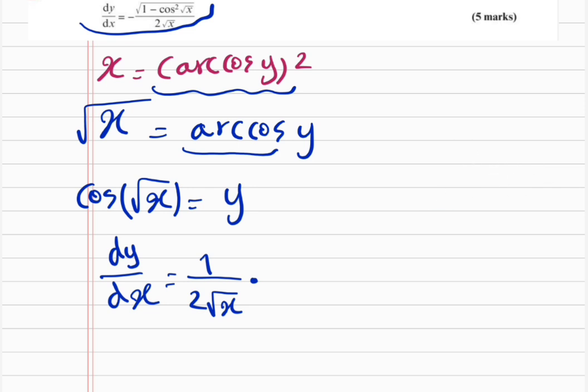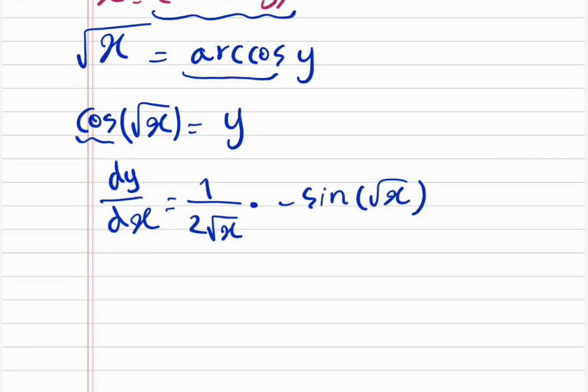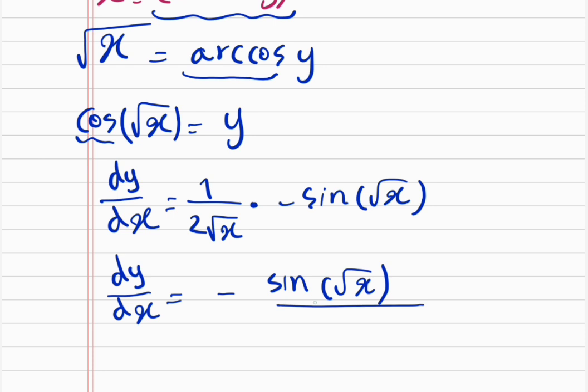So outside is clear because it's cos of something. So cos in general differentiates to minus sine. So it's going to be minus sine root x. So you just use the chain rule. Okay, so at this point we have found the value of the derivative. The derivative is equal to minus sine root x over 2 root x.